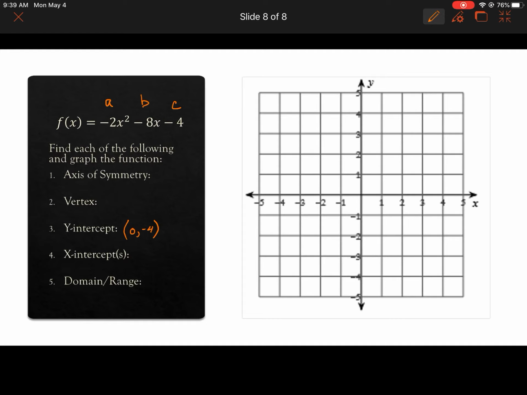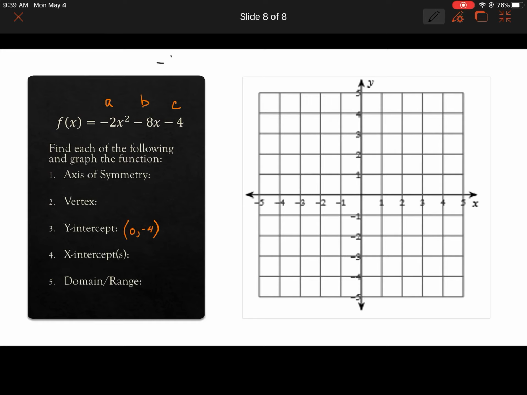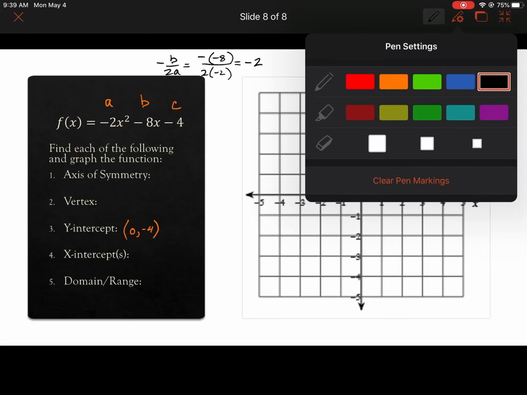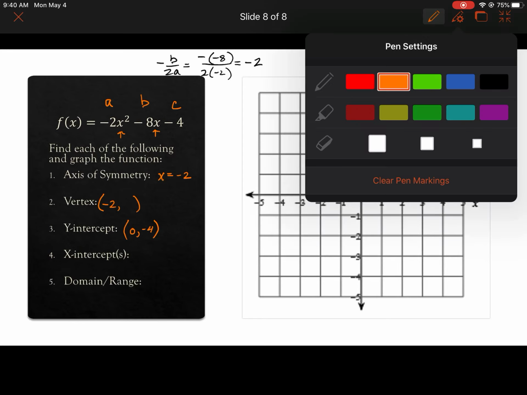Now, the other thing I want to look at is my axis of symmetry. So let's go ahead and do -b over 2 times a. So in this case, it's going to be a -8, watch your signs, divided by 2 times -2. Which is the same thing as 8 over -4. So -2 once again. So my axis of symmetry is x equals -2. I'm going to use that as my input to see what the y value is on the vertex. So I know my x is -2. Let's solve for the other piece.